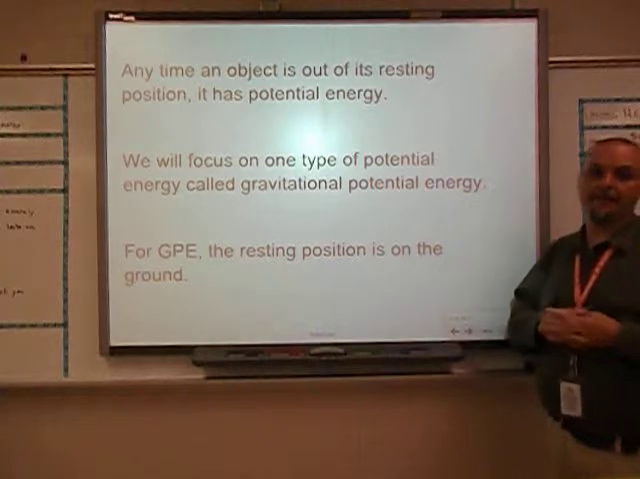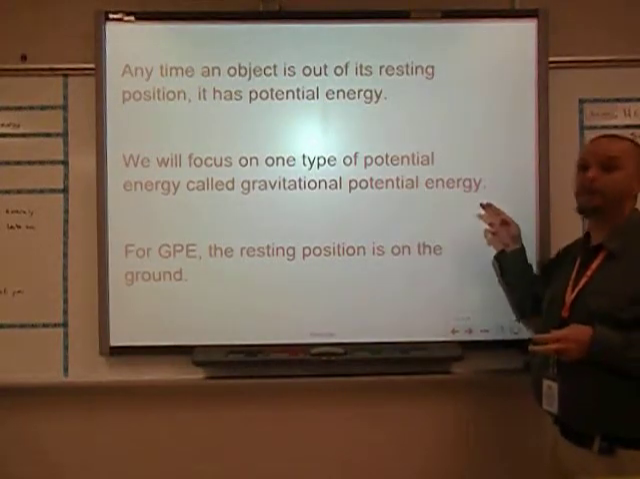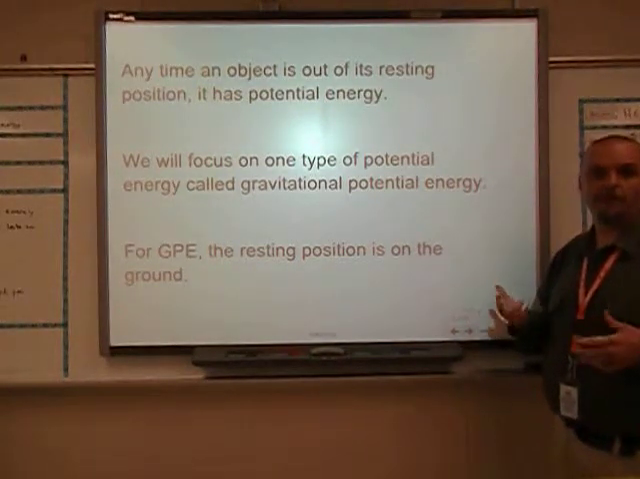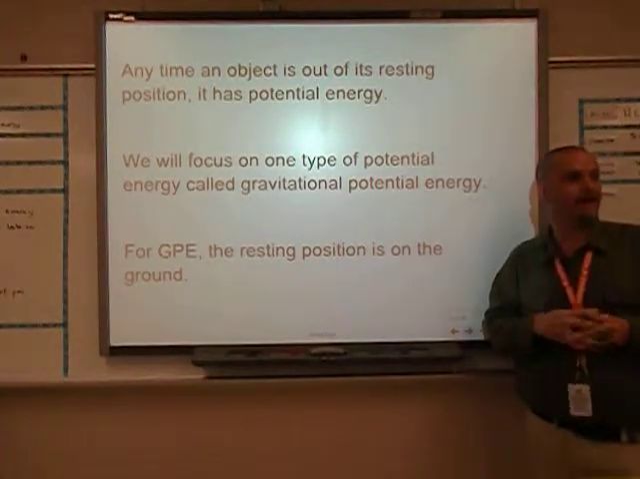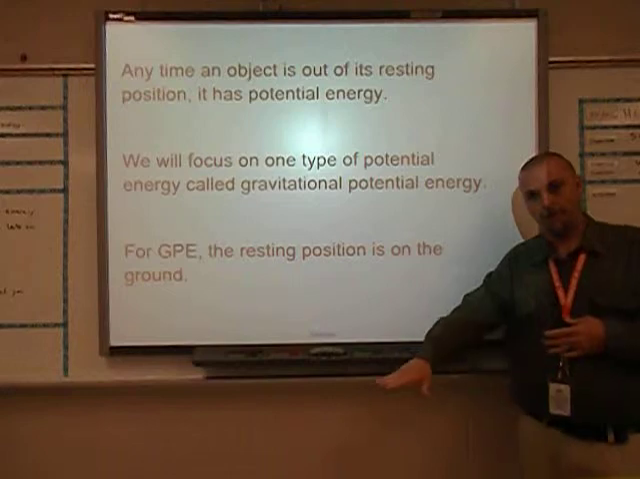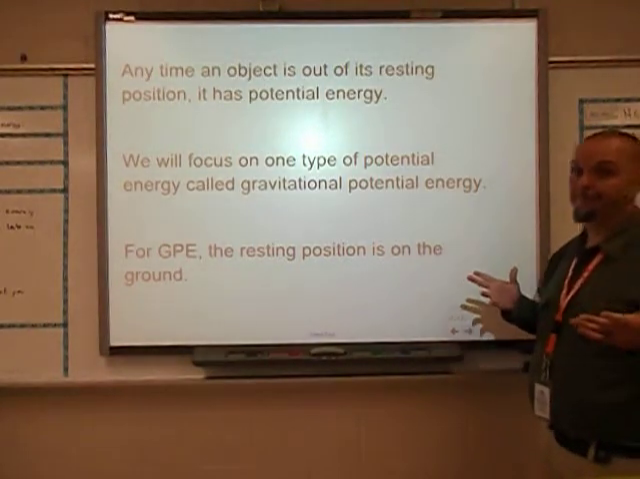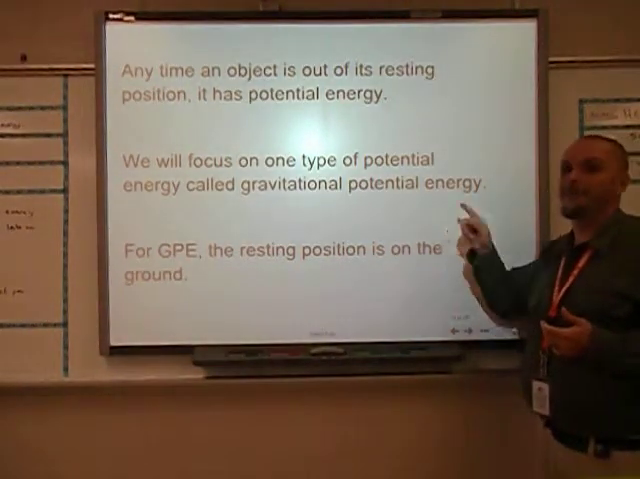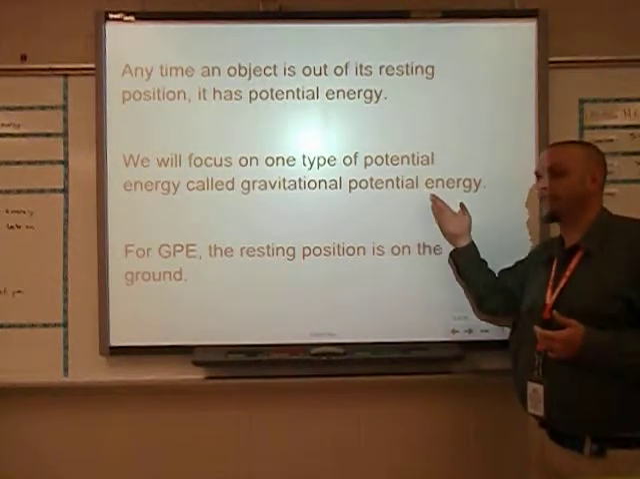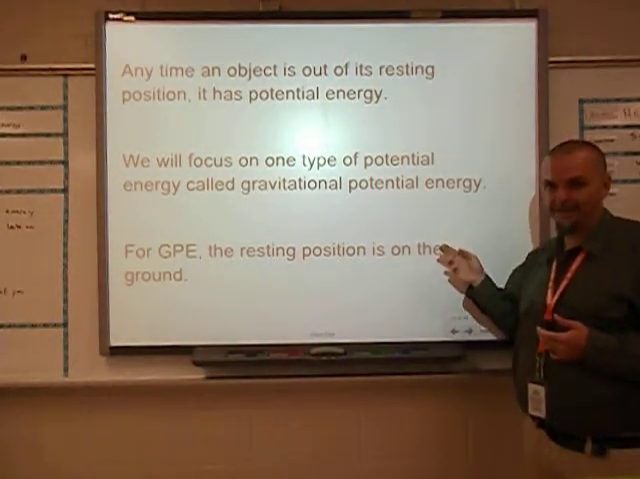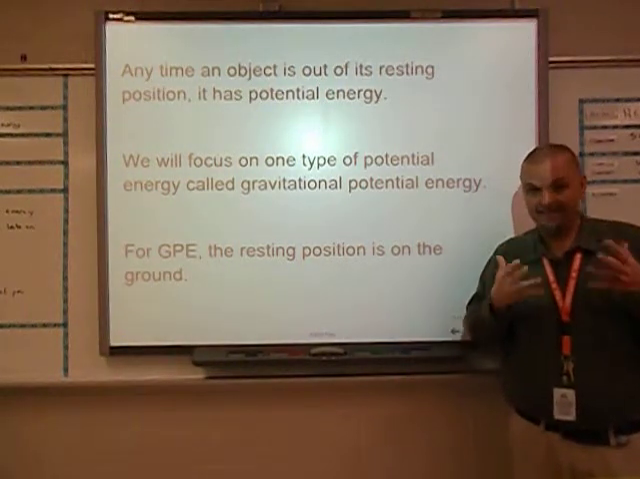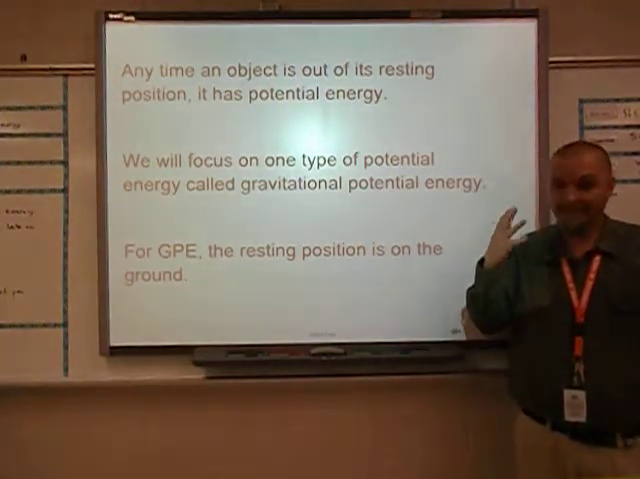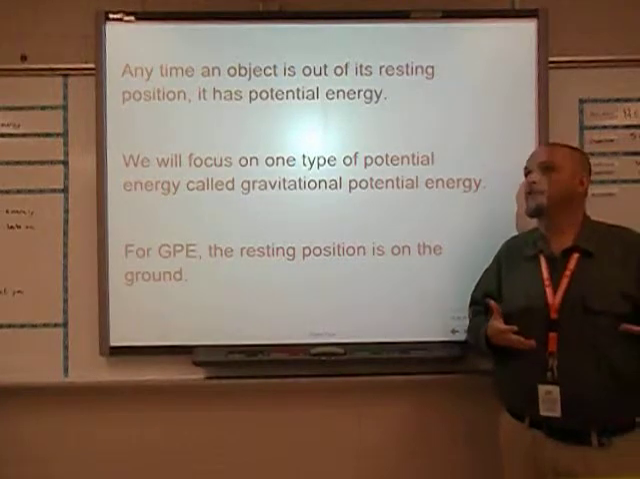We're looking at a type of potential energy called gravitational potential energy. Potential energy is caused by gravity. The resting position in this type of potential is the ground. So simply put, an object has potential energy, gravitational potential energy, when it's not on the ground. Again, that's functional. That's something you can see. That's something that you can identify. It works better than stored energy.